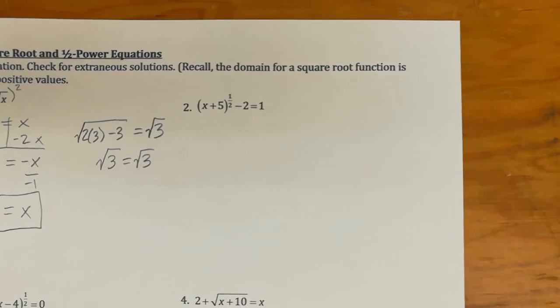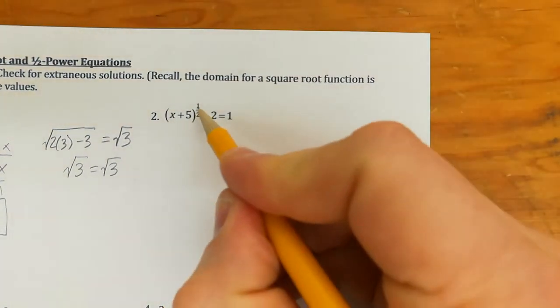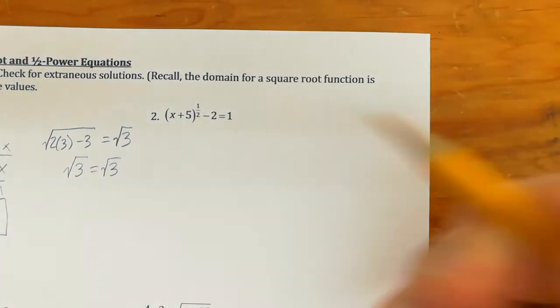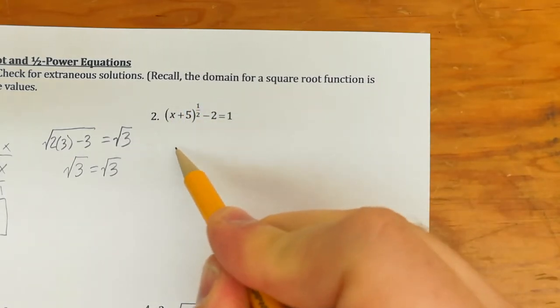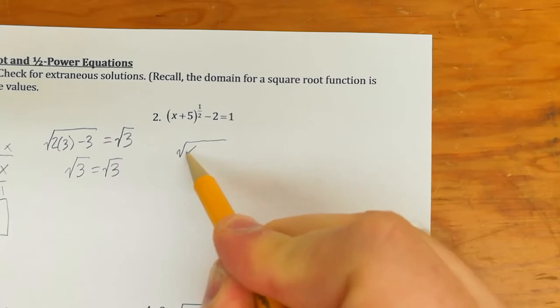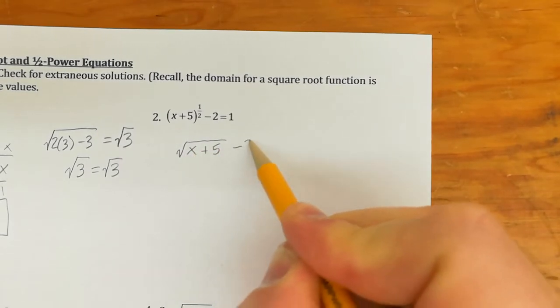All right, let's do number 2. Here we have a half power. Yeah, that's nothing more than just a different way to write a square root. So if you want to, you can go ahead and just write it as a square root. That's what I like to do.